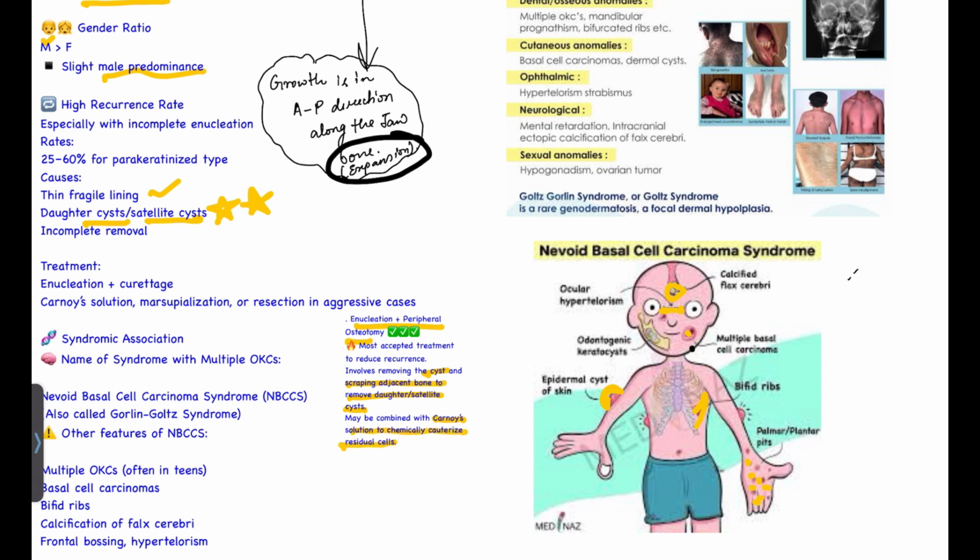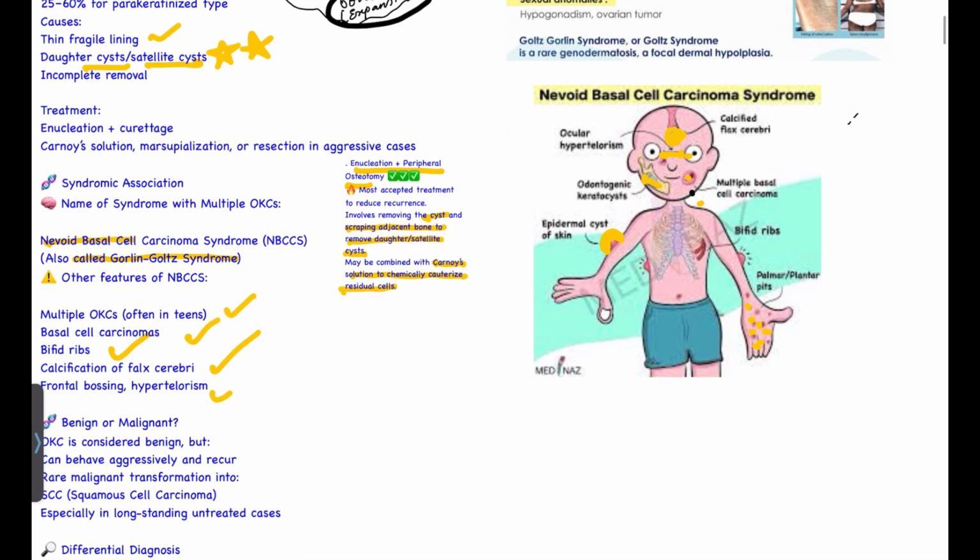Now what are the syndromes associated with OKC? It is the nevoid basal cell carcinoma syndrome, also called Gorlin-Goltz syndrome. Here you can see multiple OKCs, basal cell carcinomas, bifid ribs, calcification of the falx cerebri, frontal bossing and hypertelorism. You can see the calcified falx cerebri, increased ocular telorism, odontogenic cysts, multiple basal cell carcinomas, and epidermal cysts are present. A bifid rib is present, and palmar pits are present.